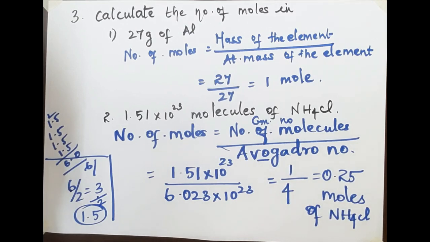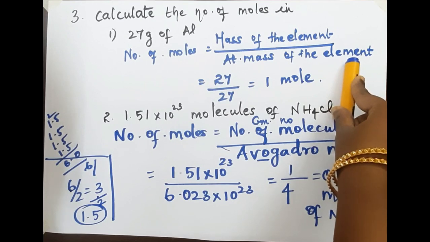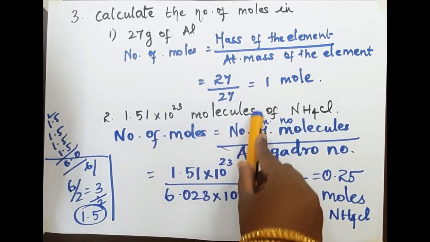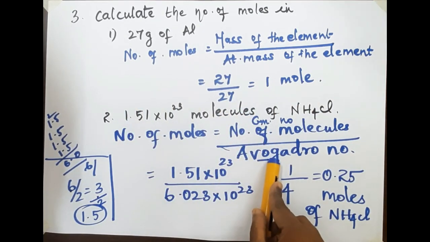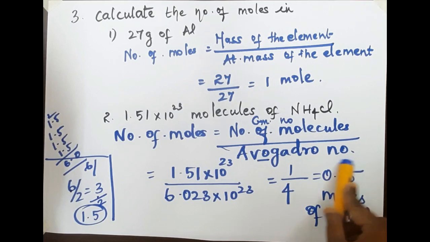Is it clear children? So first you see the given question, and then accordingly you can frame your number of moles formula. Number of moles is equal to mass of the element divided by atomic mass of the element. Here number of moles is given number of molecules divided by Avogadro number. On the whole children, we will be getting a simple whole number or a decimal number.